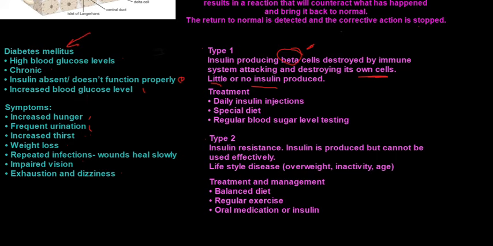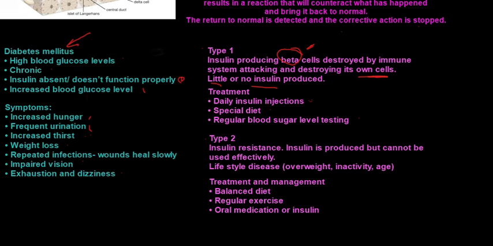And the treatment of this is daily insulin injections, a special diet, and then regular blood sugar level testing. And this is generally after meals. You'll see that people have these small machines where they prick their fingers, they put a drop of blood on these little strips, they insert it into the machine, and then it gives them a reading. The daily insulin injections can also be a bit more serious. They can have a little pump that basically takes over the functions of the pancreas.